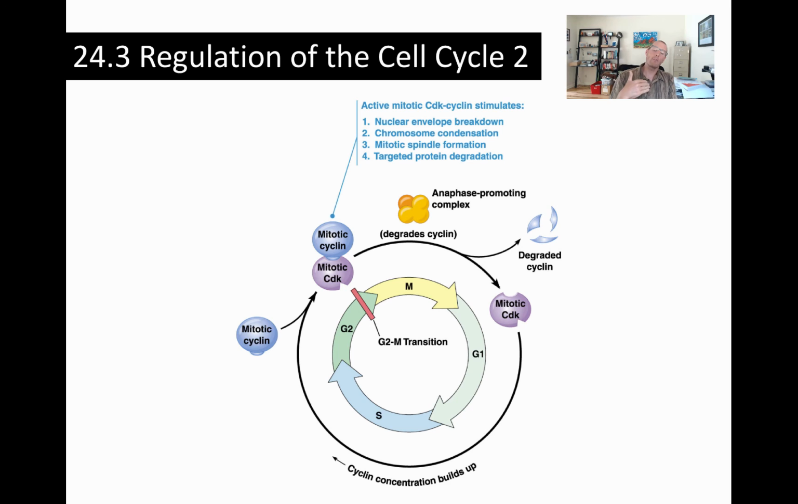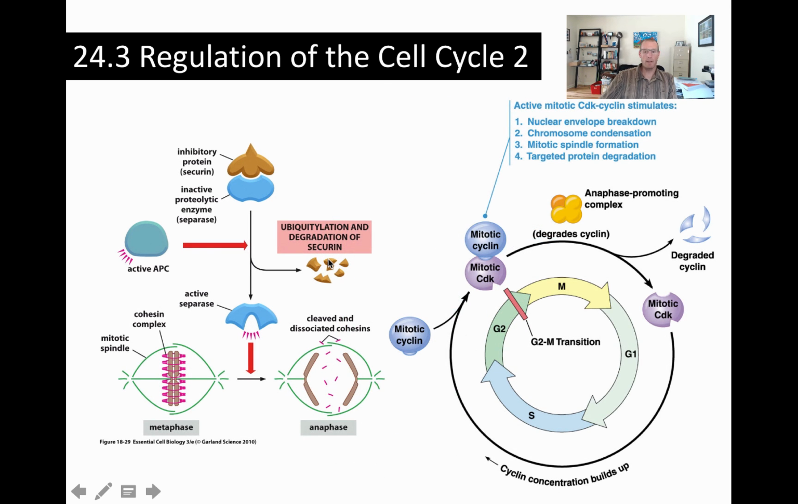And so we'll look at some processes in a little bit which allow the cells to check whether everything has been done before they go forward into the next step. Those are called cell cycle checkpoints. So we'll take a look at those. So that's a little bit about the activity of the mitotic cyclin CDK complexes.